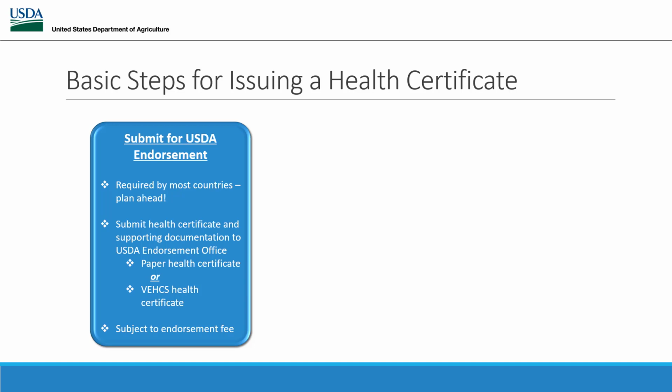For paper health certificates, either you or your client can submit the health certificate to USDA APHIS. Regardless of who submits the paper health certificate, USDA APHIS must be provided the original health certificate. For VEHCS health certificates, you'll submit the health certificate to your USDA endorsement office electronically within the system. Supporting documentation may need to be provided. For example, if laboratory testing or rabies vaccination is required. Also, payment must be provided with the submission for USDA APHIS's endorsement fee.